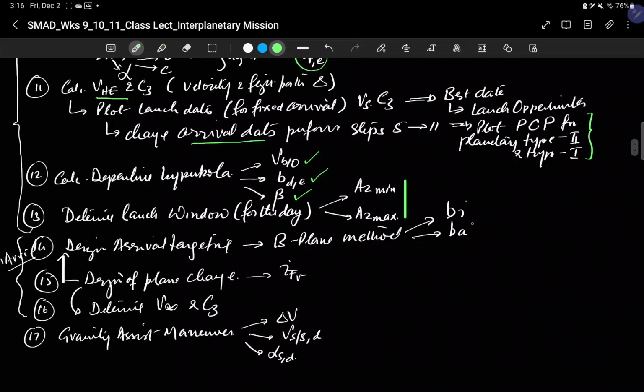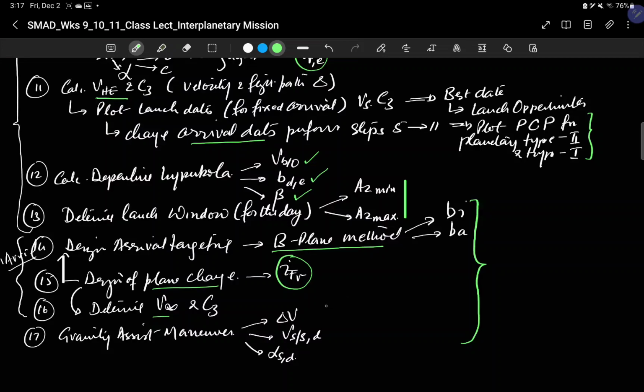Now today, based on all that we have done, we will be doing the arrival trajectory calculation, and for that we'll be using a B-plane method. The rest of the calculations will follow the same method of the design of plane change, which will give us, just like an ITE on the Earth side, the ITV on the Venusian side. It will also give us the magnitude of the V infinity, which is the velocity at the infinite location, and the C3.